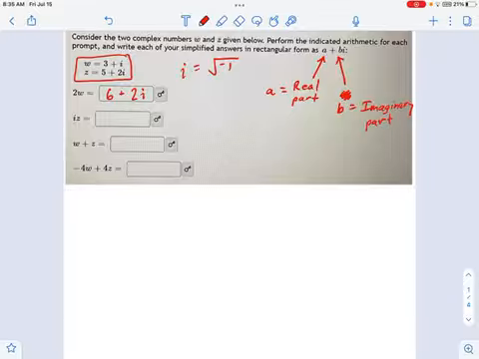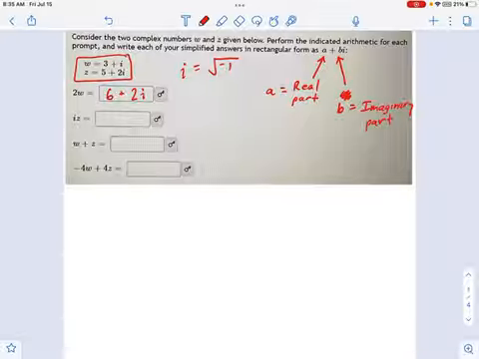Sometimes, like a number like 7. 7 has no imaginary part. It's just a real number. But we would say b equals 0 and a equals 7 for the complex number 7. So you can think about these numbers that way. And then for the rest of these problems, all you're doing is you're multiplying something by that complex number.